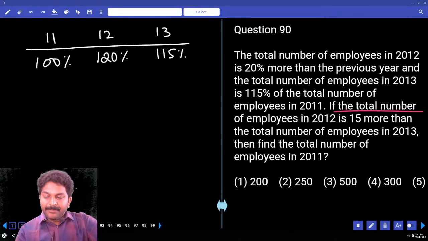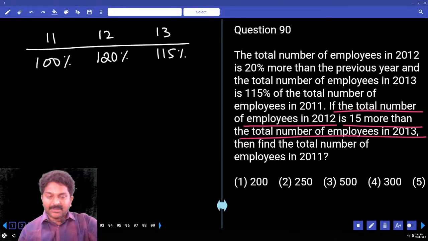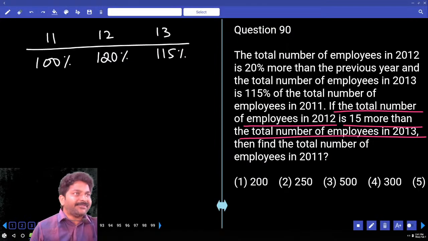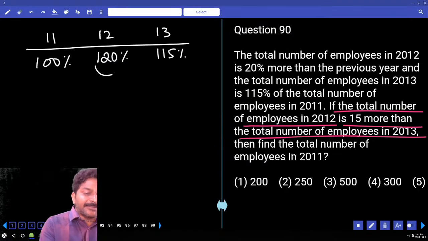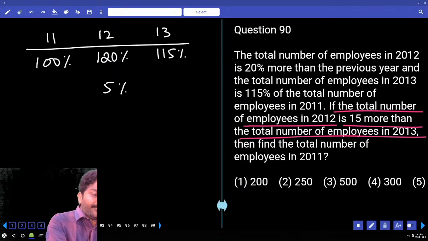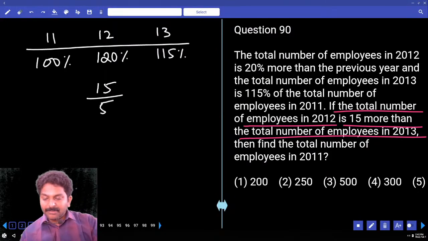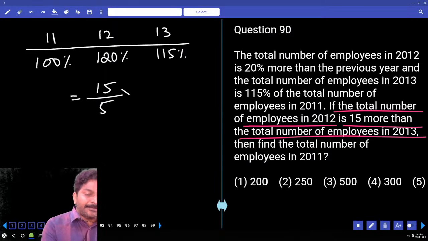If the total number of employees in 2012 is 15 more than the total number of employees in 2013, that means the difference is 15, correct? Difference in terms of percentage, 5%, which equals 15. Then 1% value is equal to 15 by 5. Total number of employees in 2011, which is 100%, is 100 into that. Answer: 300.